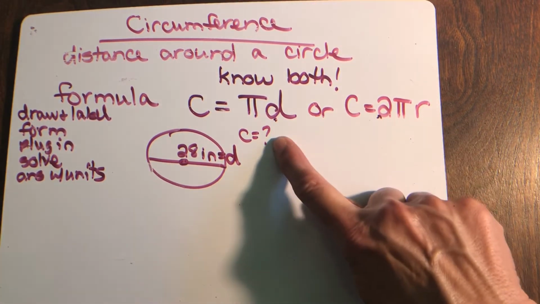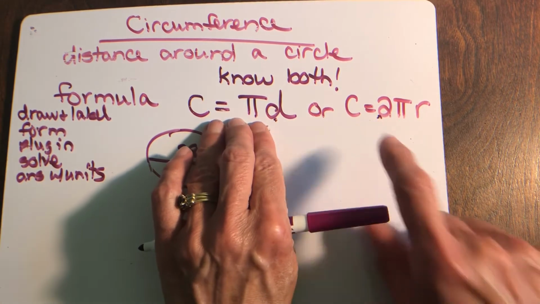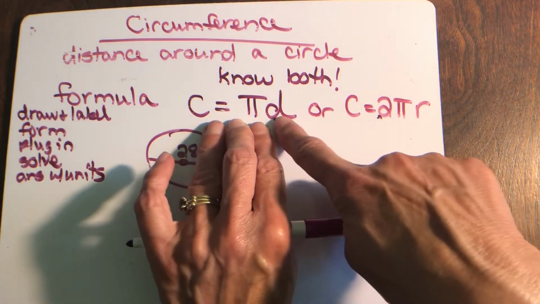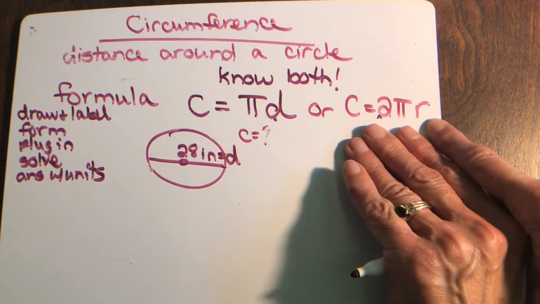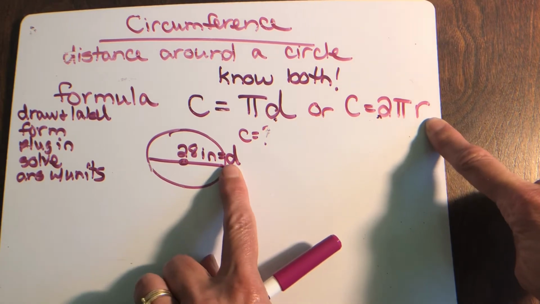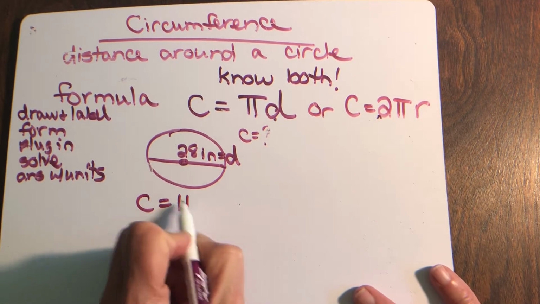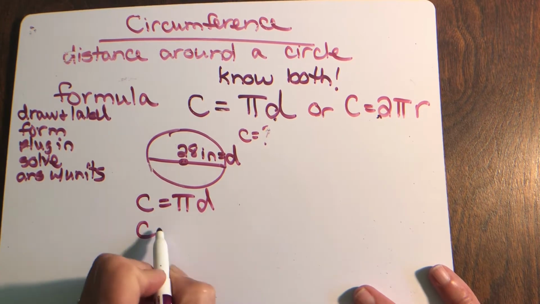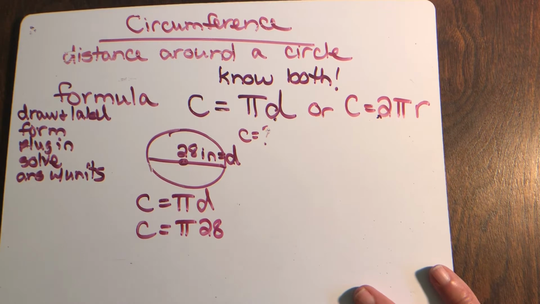You're looking for circumference. Which formula would you prefer to use? If you have D, would you like to use this one? Or would you like to use this one? Because I already have D, I want to use this one. That would make the most sense to me. Because now, if I write that formula, I've already got that labeled. 28 just goes right there where D is.